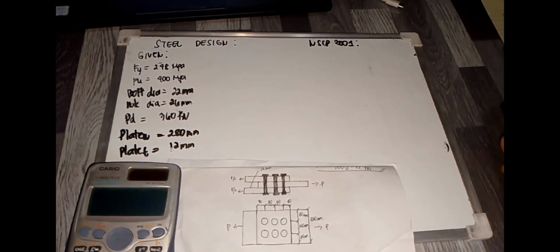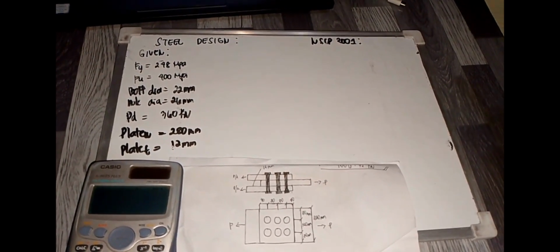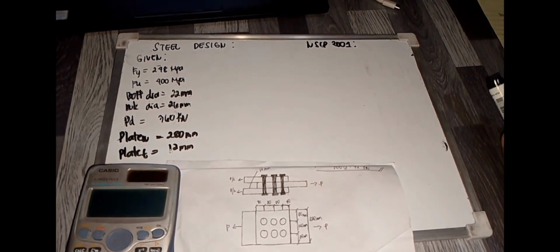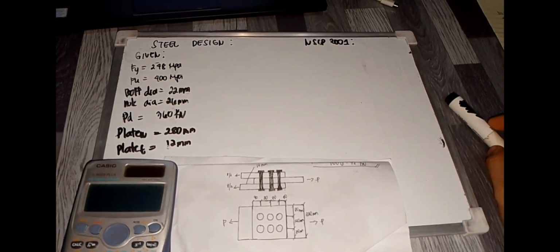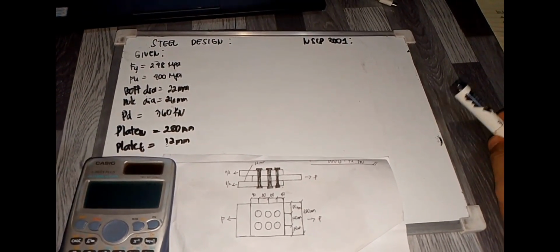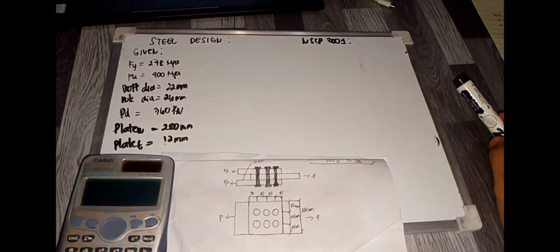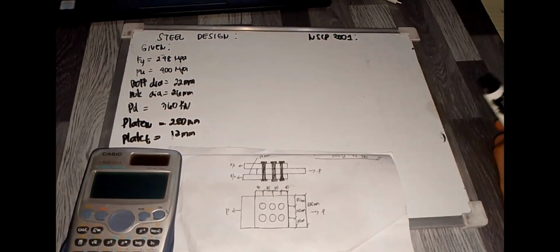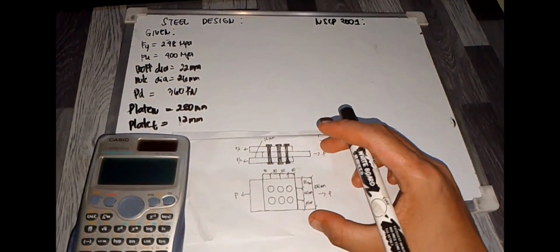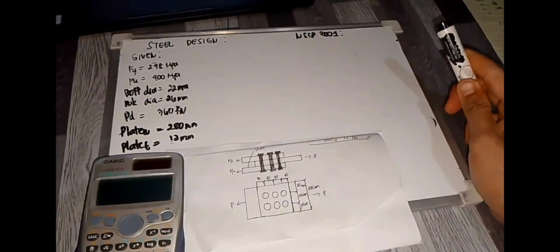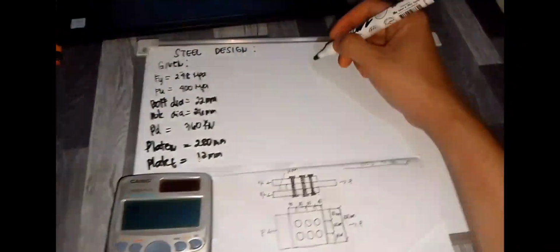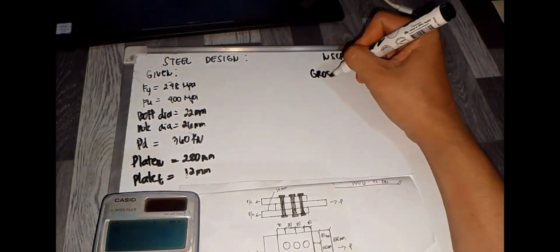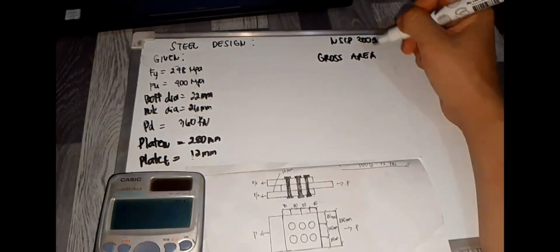So the given are Fy equals 248 MPa, Fu equals 400 MPa, the bolt diameter is equal to 22 mm, the hole diameter is equal to 26 mm, the dead load is equal to 360 kilonewton, the width of the plate is 280 mm, and the thickness of the plate is 12 mm. So this is a slip critical type connection. The problem is to find the safe live load using NSCP 2001. First, we must find the gross area.